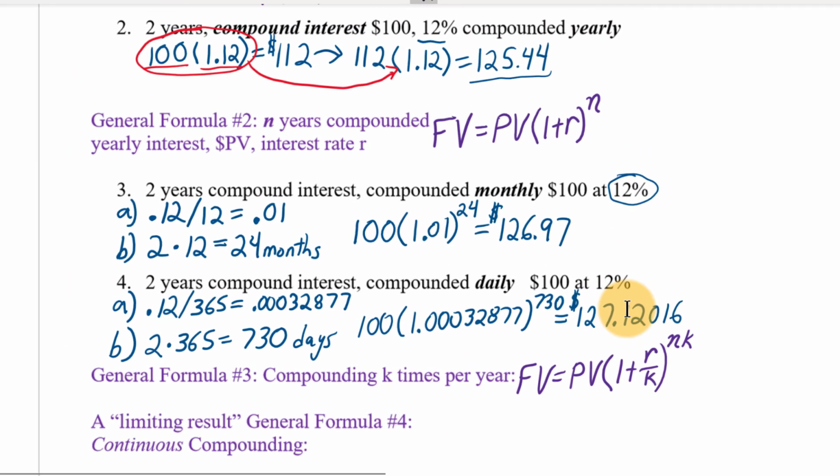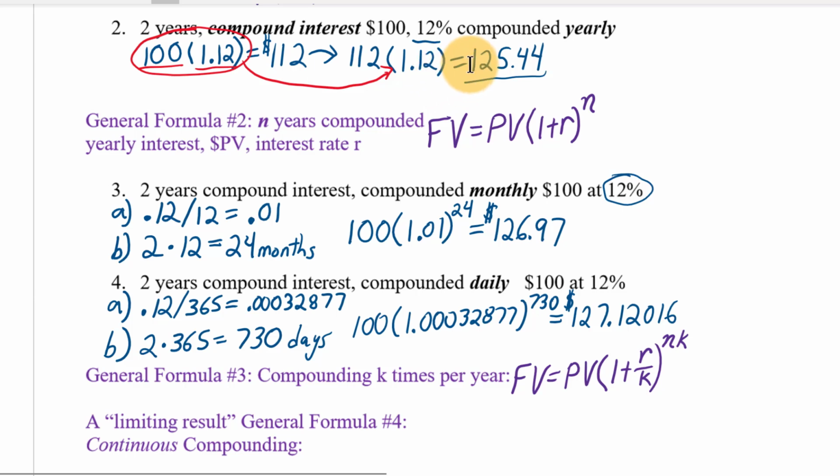We see that as we compound more and more frequently, we go from $125.44 to $126.97, and this is just about 15 cents more, even though we're compounding much more frequently when we go from monthly to daily. We're approaching a limit here. If we compound more and more frequently, the amount of extra interest we're going to get is going to go up slower and slower. Let me show you an example of how this happens in Excel.